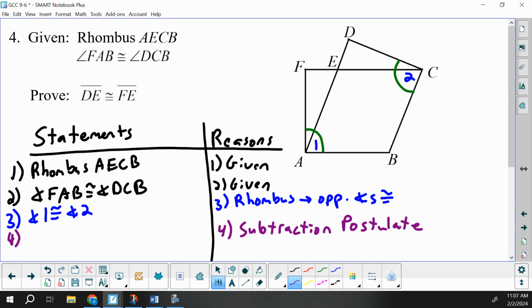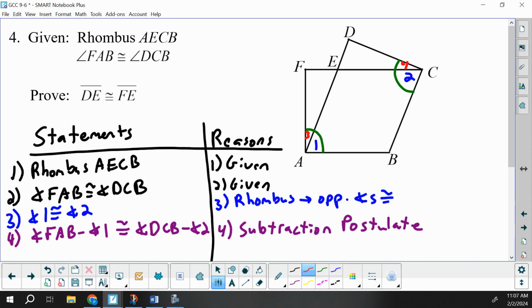We'll do our big angle FAB minus angle 1 is congruent to our other big angle DCB minus angle 2. And then we'll rename those. Now when we rename them, let's make life easier and we'll number them. So let's put little angle 3 and little angle 4 there.